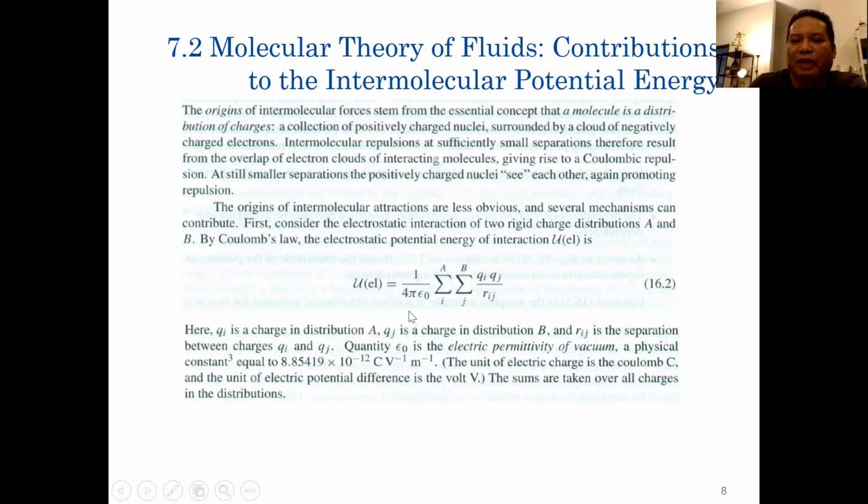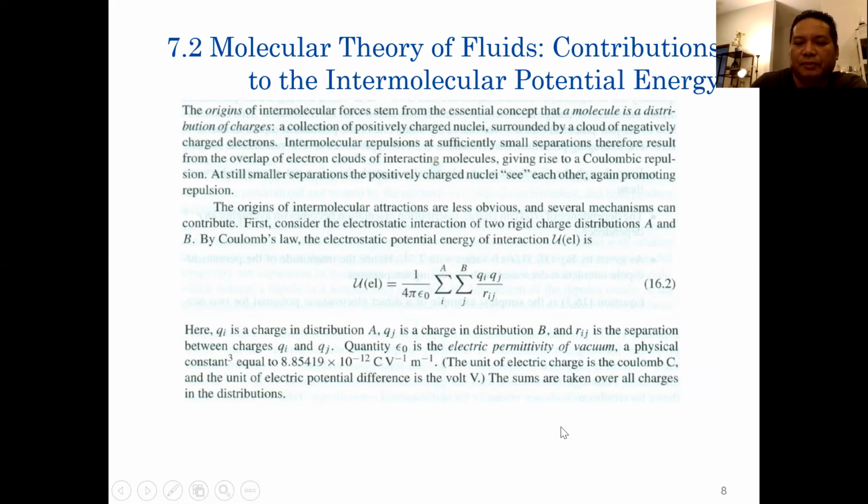We call it μ_L, and we can denote it with this equation here, where Q_i is the charge in distribution A, Q_j is the charge in distribution B, and r_ij is the separation between Q_i and Q_j. So we have A and B. And epsilon naught is the electric permittivity of vacuum, a physical constant equal to these values, in coulombs and volts.